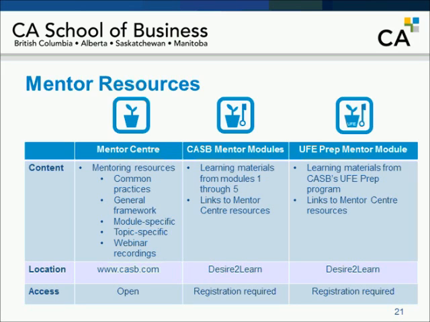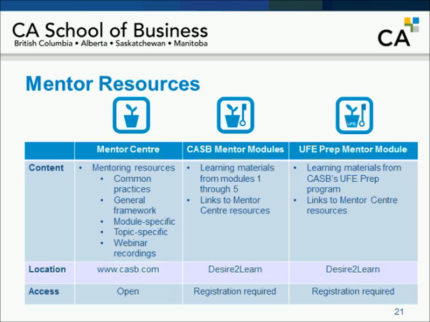We also have 2 different types of mentor modules. The CASB Mentor modules contain all the learning materials for modules 1 through 5. In other words, they provide you with access to the same materials students engage with as they complete the CASB modules. The CASB Mentor modules also contain links to all the Mentor Center resources. The CASB Mentor modules are housed in Desire to Learn, CASB's learning management system. Since they contain proprietary information, you must register to gain access to these modules.